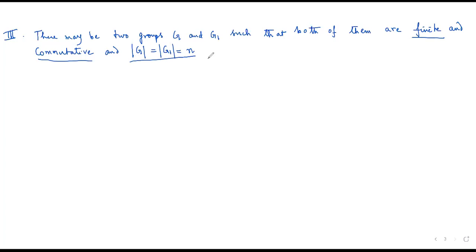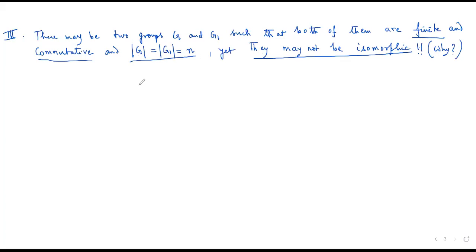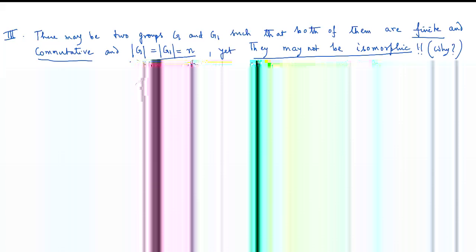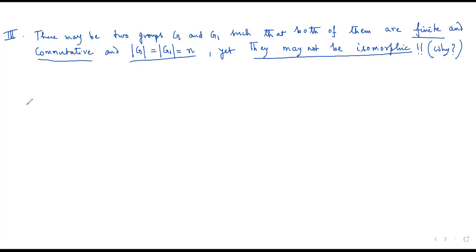Yet, after all this, they may not be isomorphic. Now the question is why? All the conditions have been satisfied. Both of the groups are finite. Not only finite, they are of the same order and they are abelian. Then what is the problem with them? Why can't we construct an isomorphism between the two?